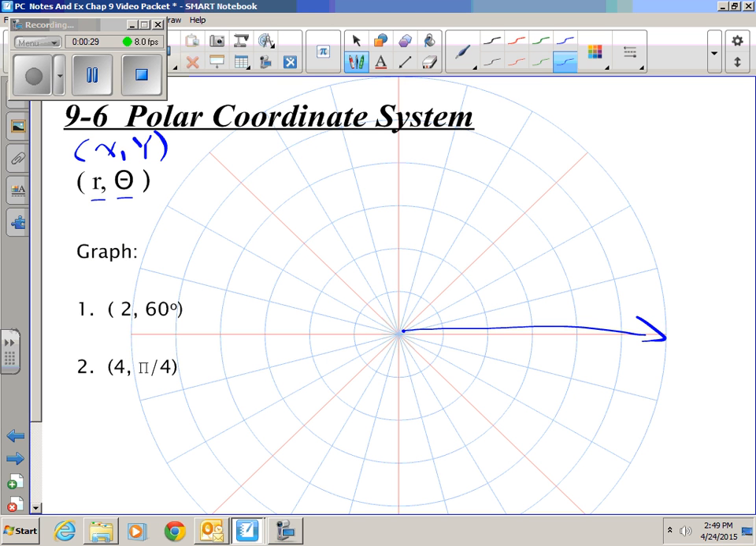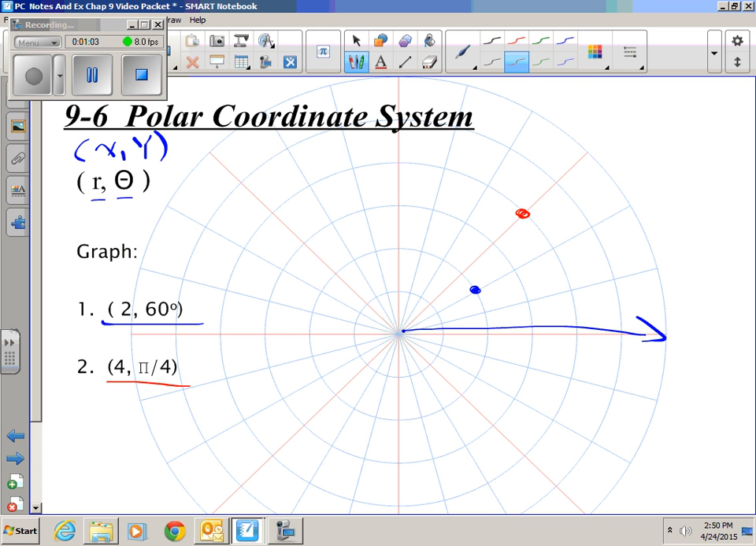So if I have the ordered pair 2 comma 60, I'm going to have an angle of 60 and a radius of 2, so that ordered pair is right there. If I have the ordered pair 4 comma pi over 4, my angle is pi over 4, which of course is 45, and I have a radius of 4, so that point would be right there. Just be careful because we can name these points a lot of different ways too.